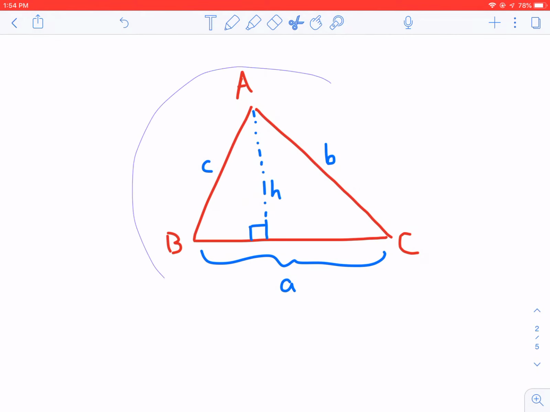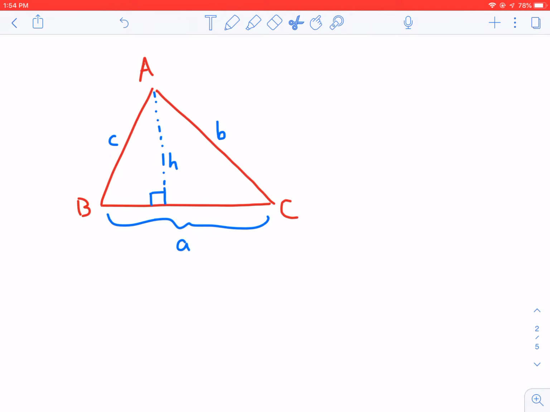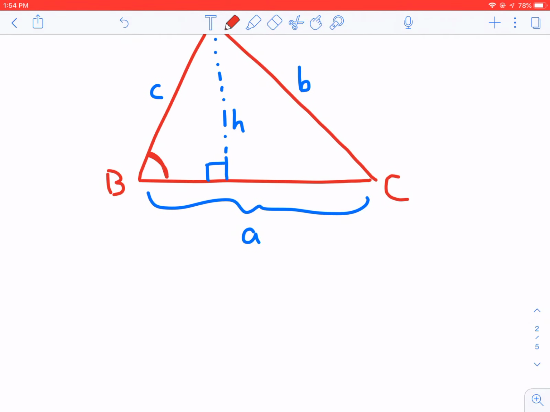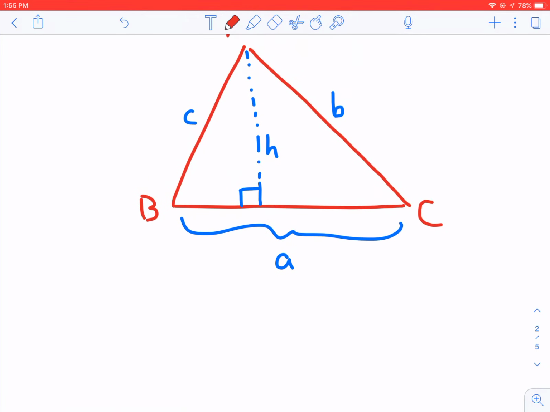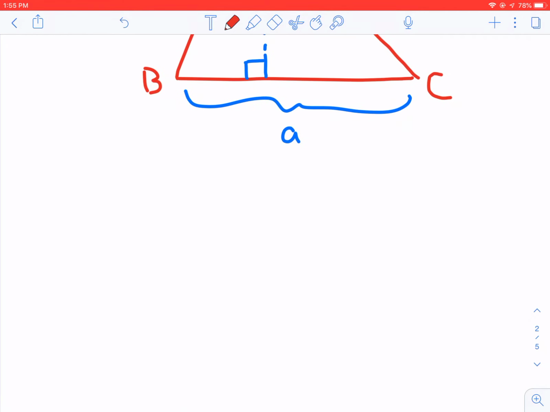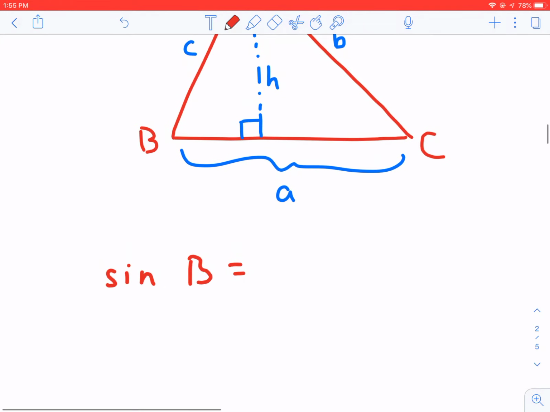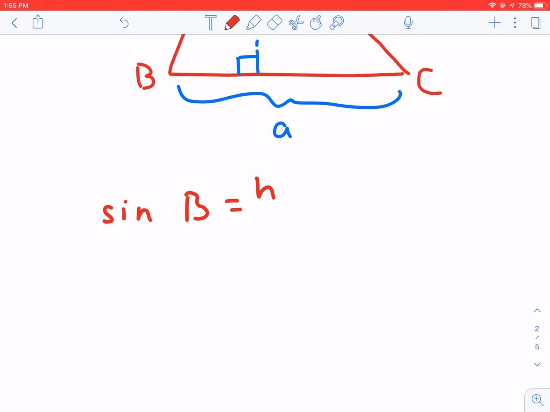Alright, so let's figure out what that length of H is in terms of our other variables here. If I'm using angle B, I can say that sine of B is going to be opposite over hypotenuse, right? H over C. So I'm going to write sine of B equals H over C.